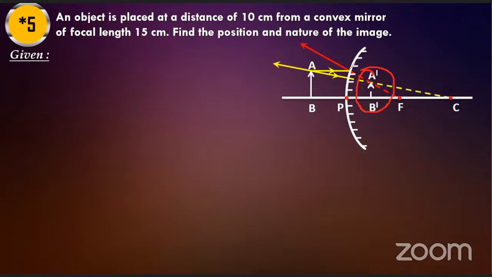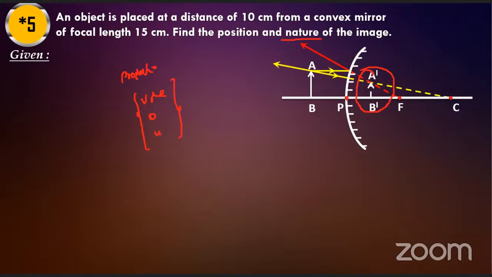What is the position of the image? Between P and F. Is it right? Yes, sir. What is the nature of the image? Nature means properties. Virtual, diminished, upright, and erect. Is it right? Excellent answer, dear.